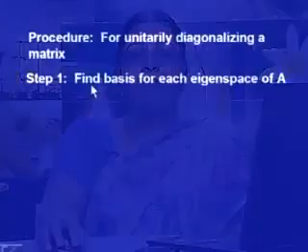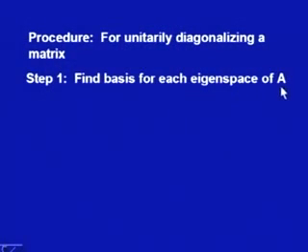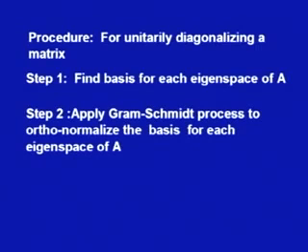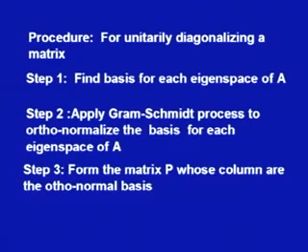So, let us discuss a procedure for unitarily diagonalizing a matrix. Step 1 is to find a basis for each eigenspace of A. In step 2, we apply the Gram-Schmidt process to orthonormalize the basis for each eigenspace of A. And finally, in step 3, we form the matrix P whose columns are the orthonormal basis.